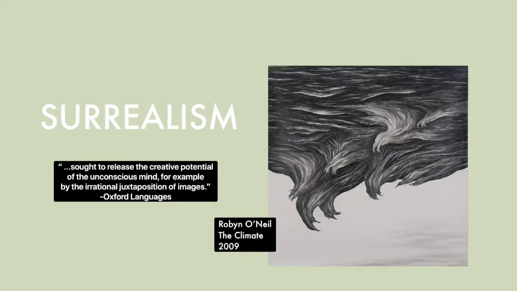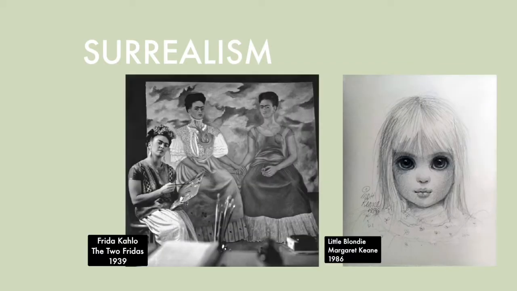Surrealism. Surrealism can be very realistic looking, but a lot of the paintings and drawings made by surrealist artists often have unrealistic, dreamlike subjects such as the exposed hearts and the two Fridas in the Frida painting on the left, and the girl's enormous eyes in Margaret Keane's drawing on the right.